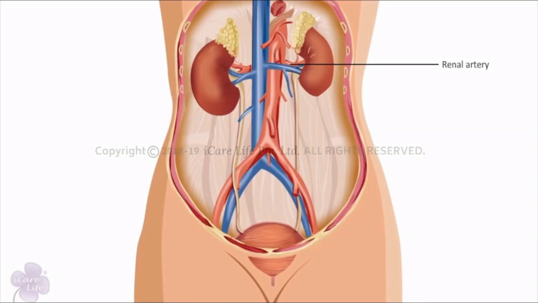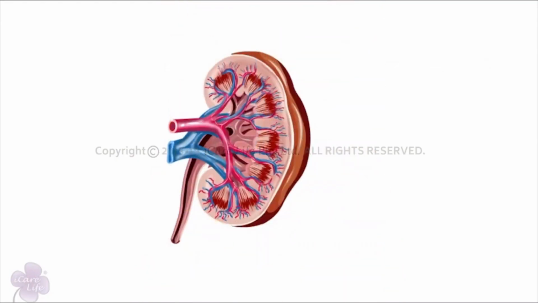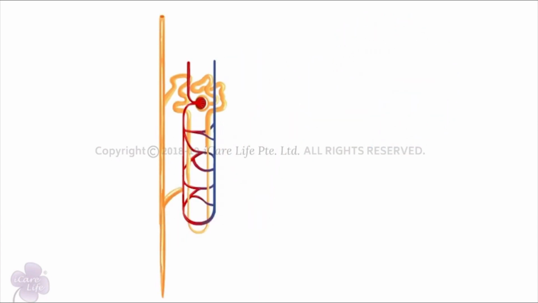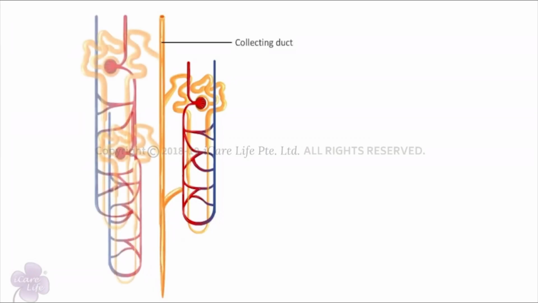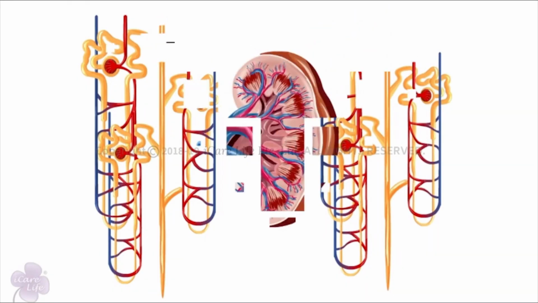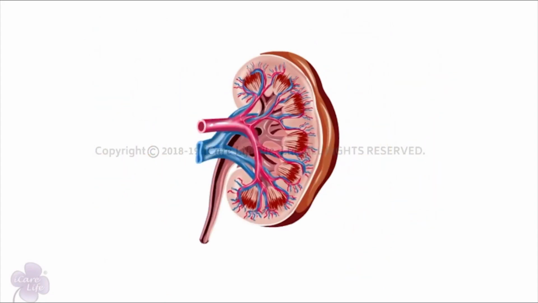The renal artery brings the blood into the kidney, and the renal veins take the blood out of the kidney. Inside the capsule, there are 1 million blood filtration units in the kidney known as the nephrons. The nephron ends in a collecting duct. There may be many nephrons connecting to a collecting duct, and there can be many such collecting ducts. The collecting ducts end in a cavity at the base of the kidney.